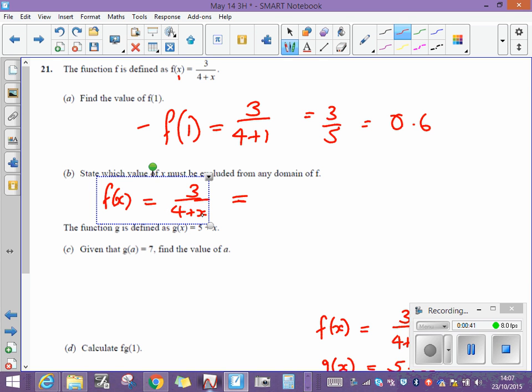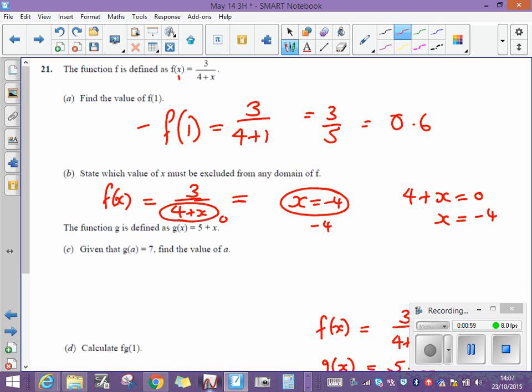Well, in order for the bottom to be 0, 4 plus x would have to be 0, which means that x would have to be minus 4. So if x was minus 4, the bottom would become 0, and that would not be allowed. So the number which has to be excluded is x equals minus 4, or you could just write minus 4 there.